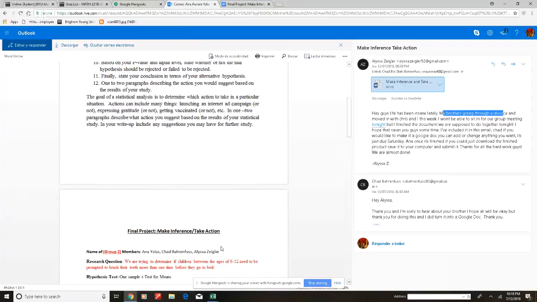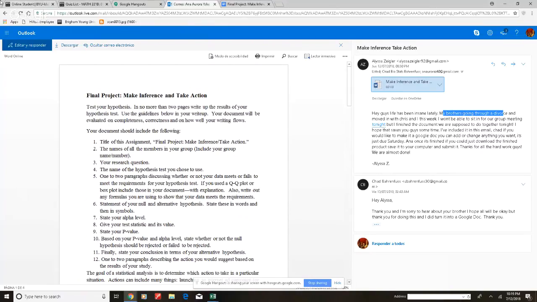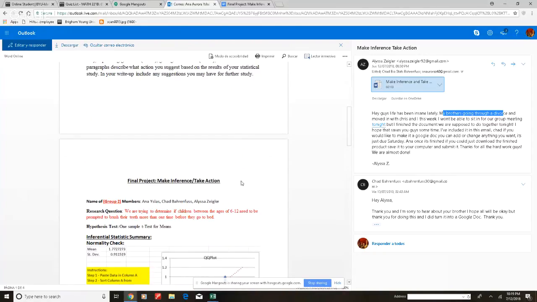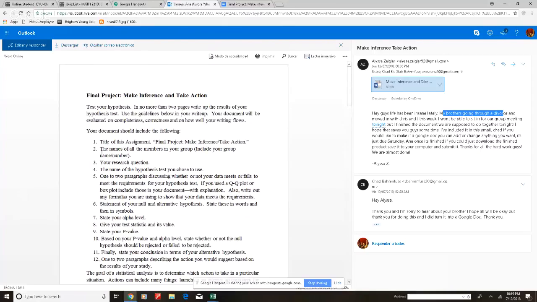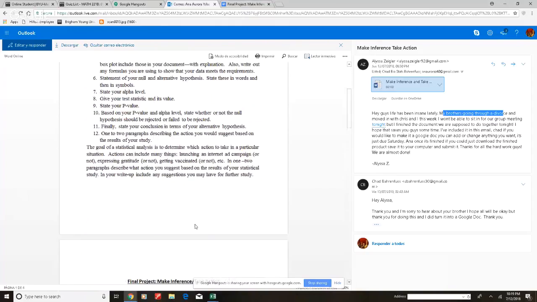this is the summary statistics. But she put that on there. She put our null hypothesis. She put all that on there. So she did 1-2 paragraphs testing whether or not your data meets requirements. Nope, that's in there too. Okay. Title of this assignment. She did the QQ plot. That's right there. Title of this, okay. The names of all the members in your group, include your group names.